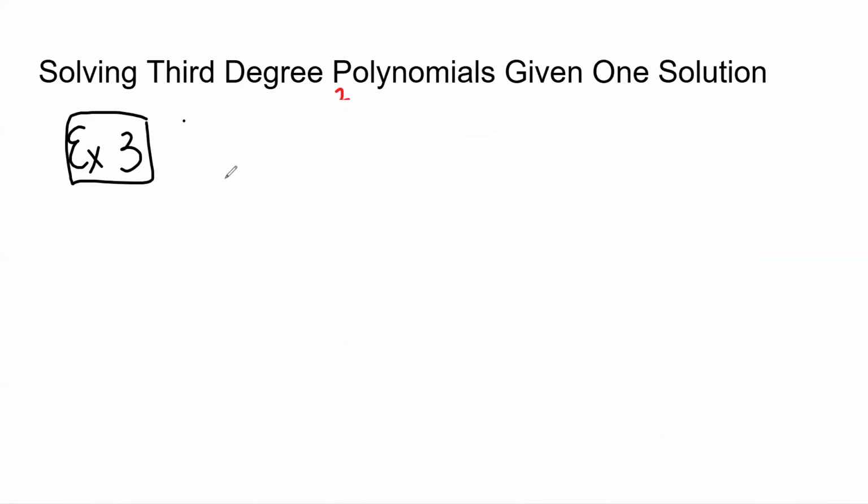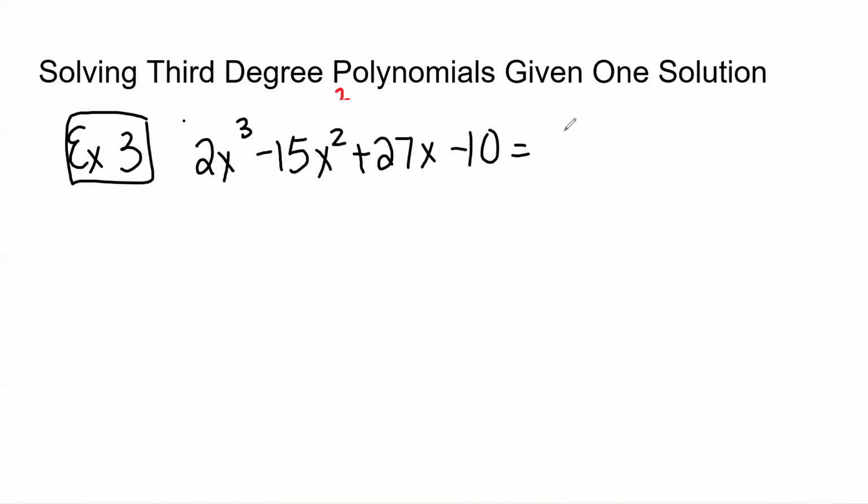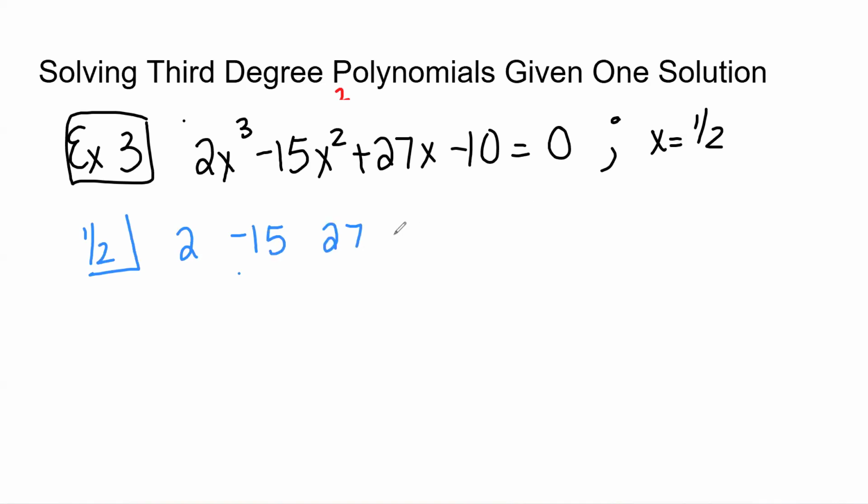Example 3. 2x cubed minus 15x squared plus 27x minus 10 is 0. And they are telling us that x is 1/2. That is our first answer, or the given solution. So we take that given solution, put that into synthetic, and you'll notice this time we don't have any coefficients missing. So we don't have to do any of the zeros. Again, don't worry about the equal 0.